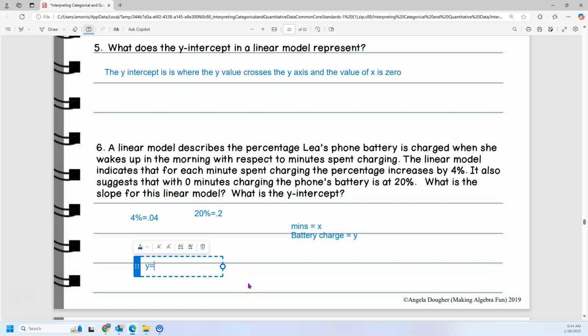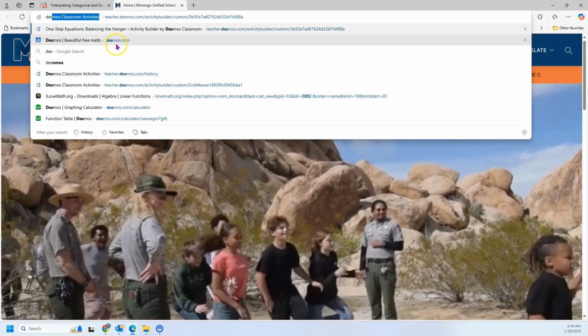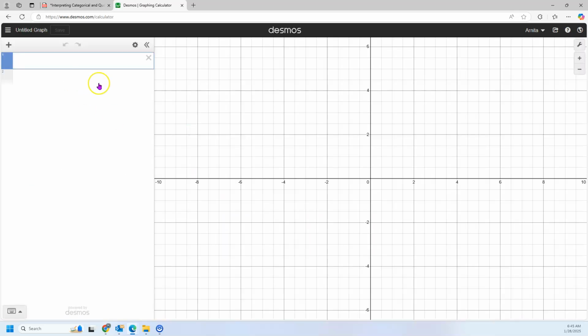So I'm going to rewrite this as y equals, not 0.04, but I'm going to times that by 100 and get 4. So 4x plus 20, okay? And so just to show you, if I do 0.04 times 100, I get 4. And if I do 0.2 times 100, I get 20.